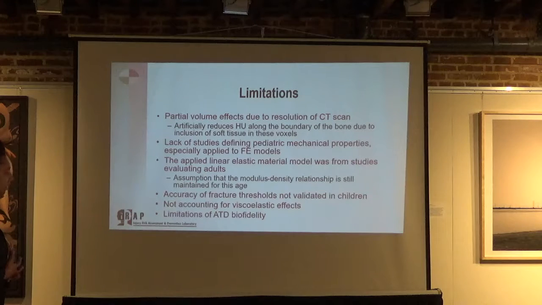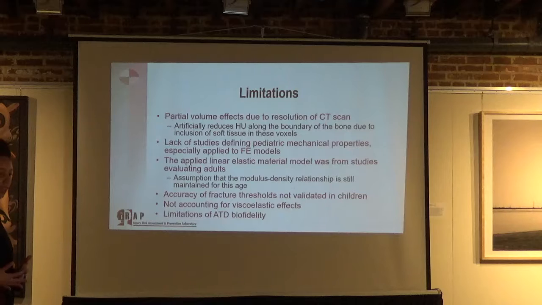So a few limitations of the study is the resolution of the CT scan isn't usually the level that most subject-specific finite element modeling evaluating fracture would use, which potentially results in partial volume effect errors, which reduces the Hounsfield unit along the boundary of the bone due to the occlusion of both soft tissue and bone in these voxels. In addition, there really is a lack of studies defining the pediatric mechanical properties, especially those that have been applied and validated with finite element models.